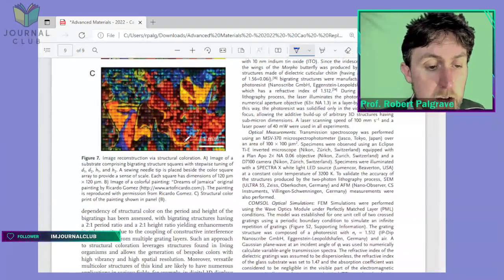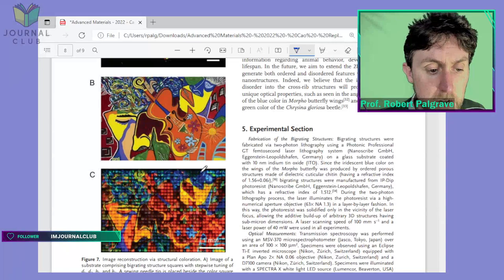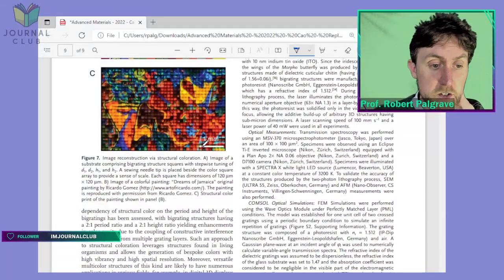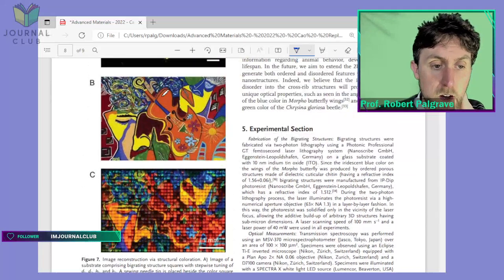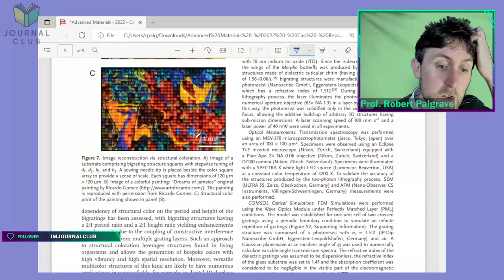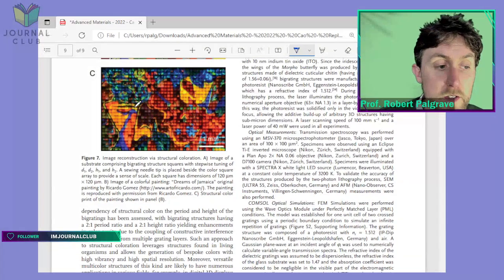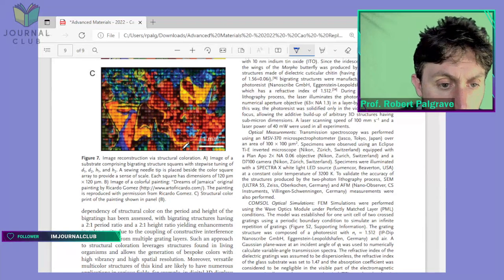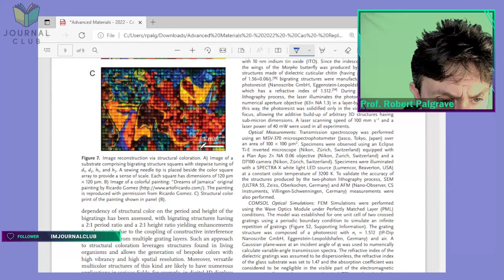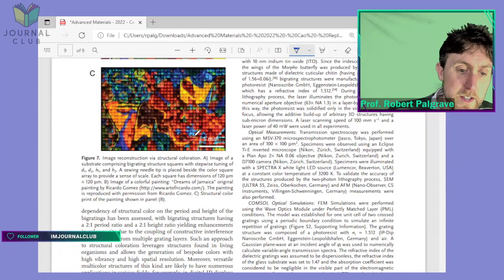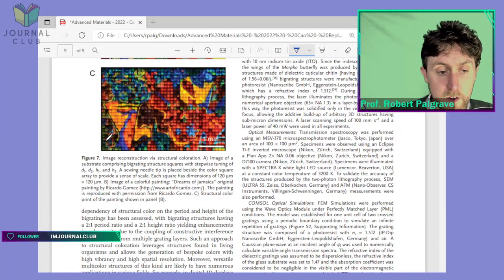Yeah, I mean, that's a really nice summary. And they've shown here an image reconstruction of eye structural coloration. So I think this is an original piece of art, and they've managed to copy the colors found in that using their structural color methodology. And do they say, do they have the size? So this is 1 millimeter here. So this is on a very, very small scale. But you can see the number of color pixels that they have colored using this methodology here.